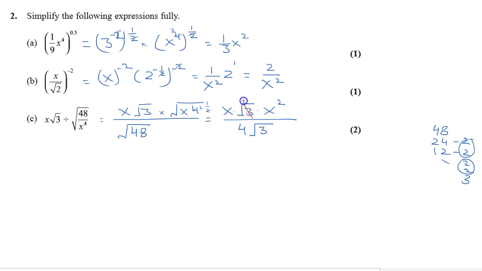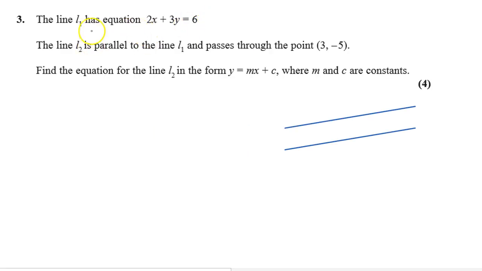So now root 3 and root 3 can be cancelled. So we can write it as x cubed over 4.